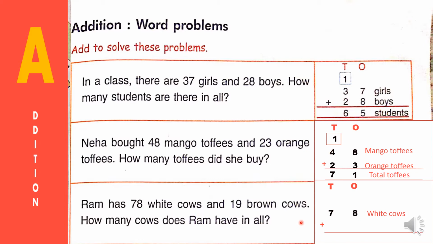So when you are doing addition, you compulsorily have to keep this symbol. Next, how many brown cows are there? 19 brown cows. So I'm writing 19 brown cows here. We have to find how many total cows Ram has. We have to add these two numbers. If we add, we can find how many cows Ram has in all.